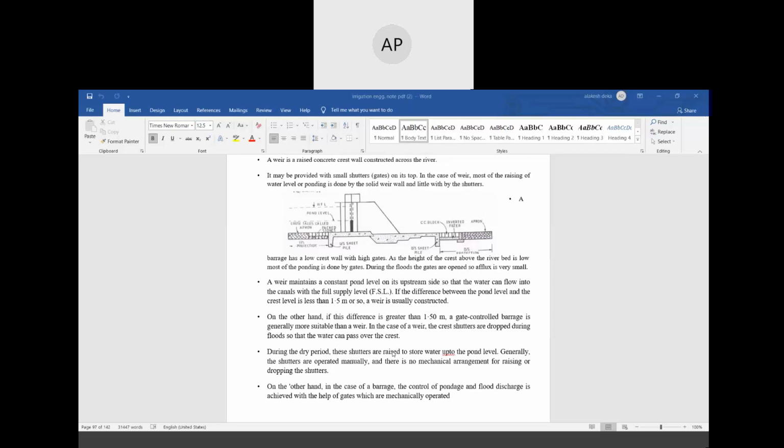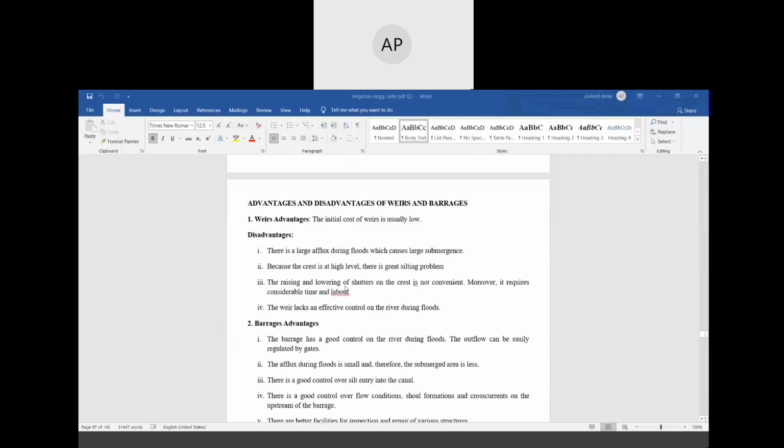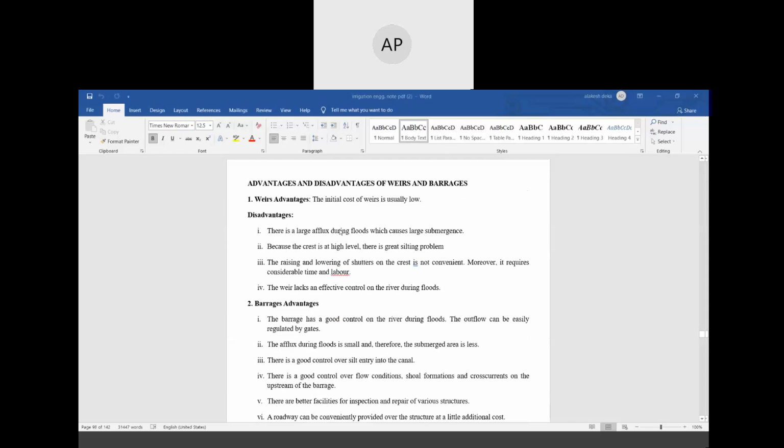During dry period, these shutters are raised to store water up to the pond level. Generally, the shutters are operated. All the details are not required. Only what are the functions, advantages, disadvantages. Only those are required.